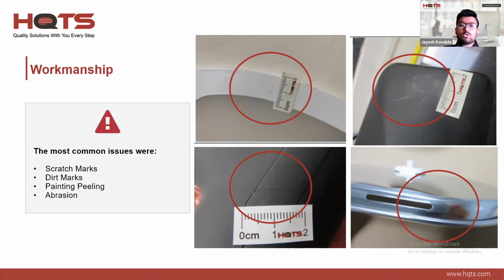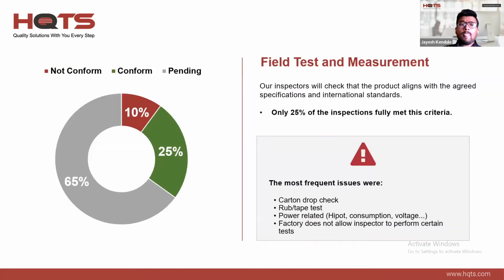So scratch marks, dirt marks, paint peeling and abrasions. Certain times there are marks from the supplier end on their product which are actually not defects but identification marks, or certain marks which the manufacturer or our customer is not sharing with us, but the supplier has on their product. So we keep it as a pending status and confirm from our customer that this is fine to pass the product, or keep it as a non-confirmed status.